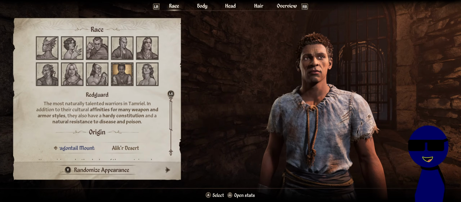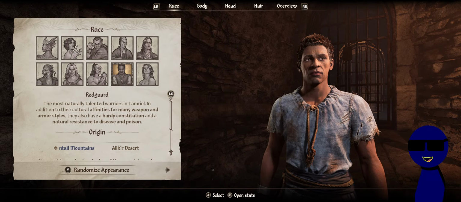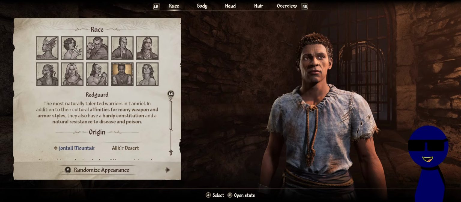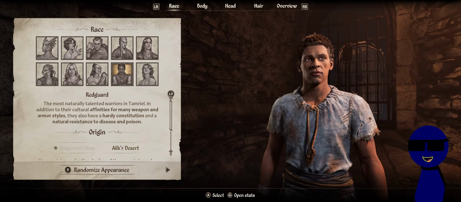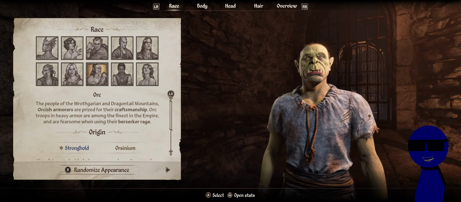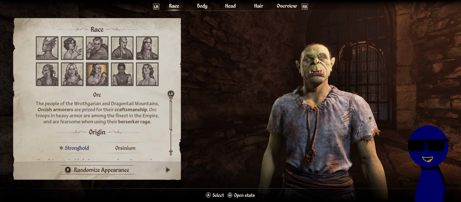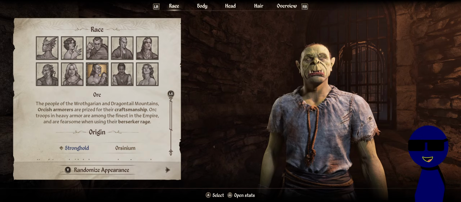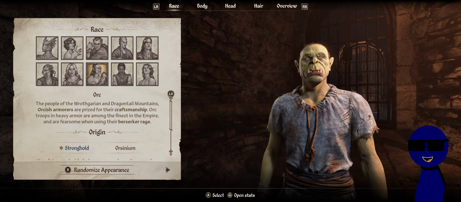The Redguard. The most naturally talented warriors in Tamriel. In addition to their cultural affinities for many weapons and armor styles, they also have hardy constitutions and are naturally resistant to disease and poisons. The Orcs. The people of the Wrothgarian and Dragontail Mountains, Orcish armorers are prized for their craftsmanship. Orc troops in heavy armor are amongst the finest in the Empire and are fearsome when using their Berserker rage.